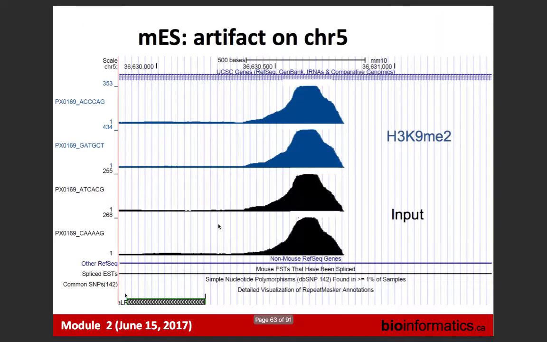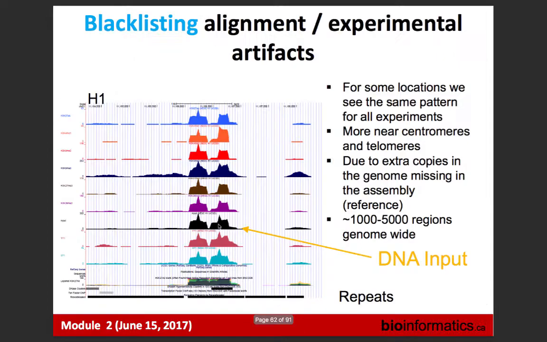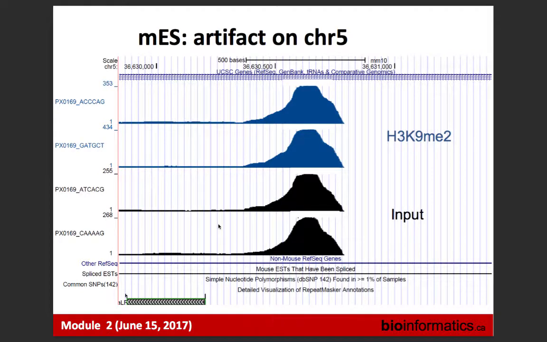And this is another example. So it was H1. This is mouse embryonic stem cells. Another mark, H3K9me2, different conditions, input. You see a perfect, huge tower. It looks like a nice, huge enrichment, but it has to be removed.